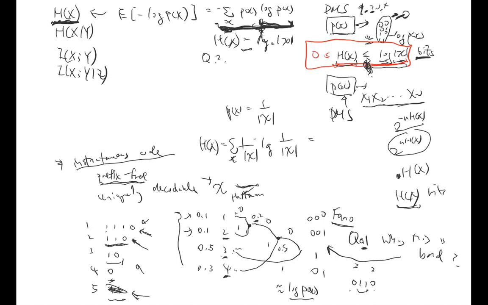Then I can pull this out. This is just a constant, right? So it equals log x here. And then I can sum over 1 over x, that is just equal to 1. Therefore it's just equal to log x.